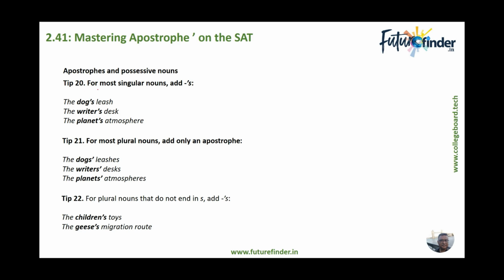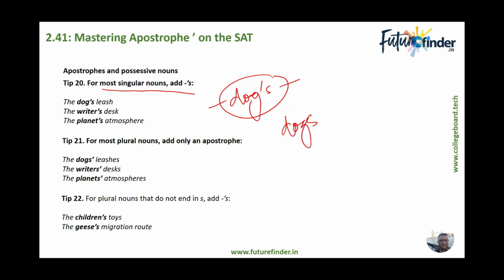For singular ones, obviously, as I have already told you, the dog's leash. If it doesn't end with an S, it is apostrophe and S to show the possession. And if it is plural, as for example dog and then dogs, it cannot be dog's leash actually. If there are multiple dogs, then there's got to be dogs' leashes, right? So we have to be very careful out here. Sometimes SAT tricks you with this kind of question.